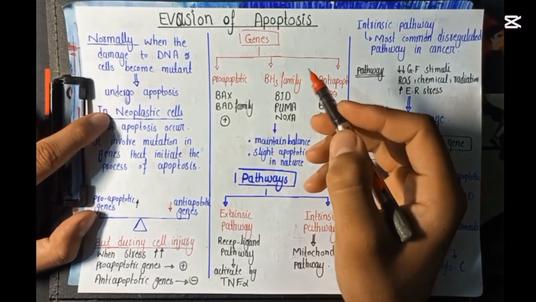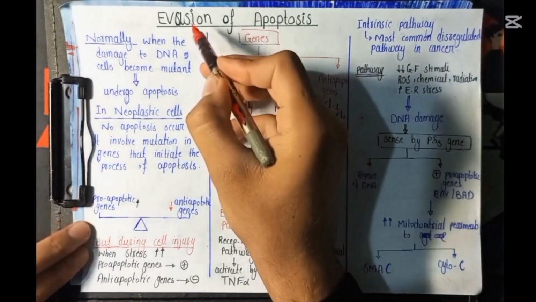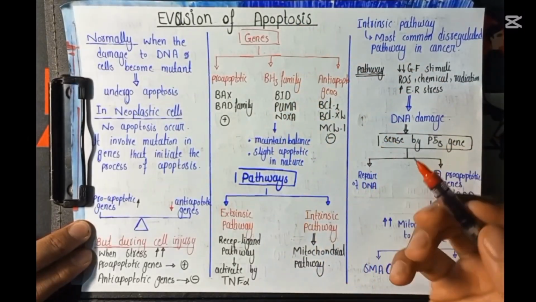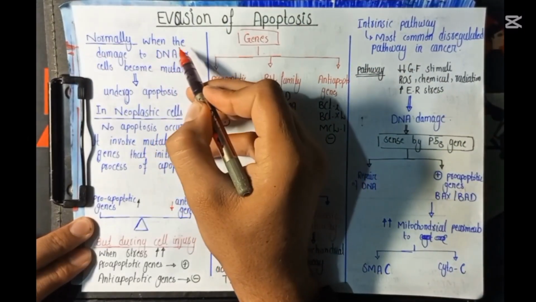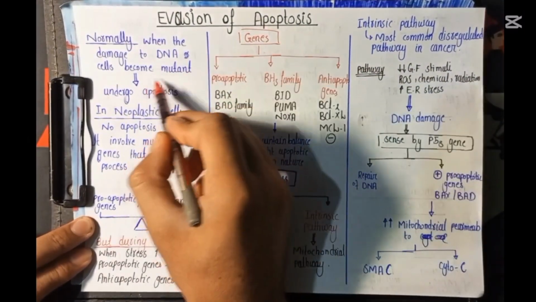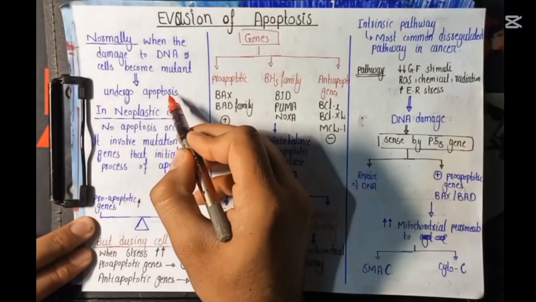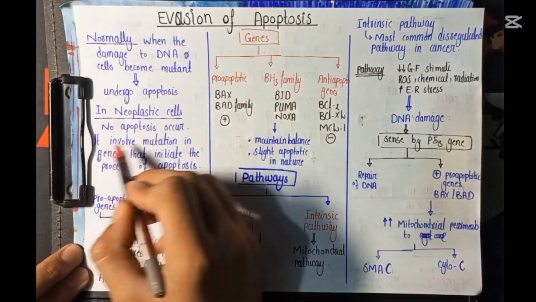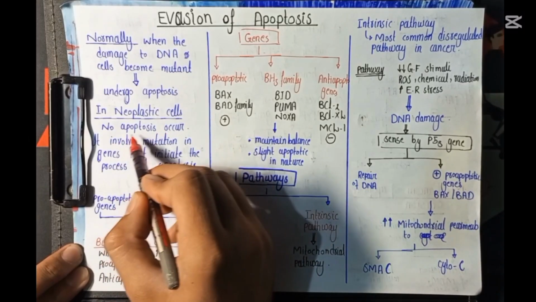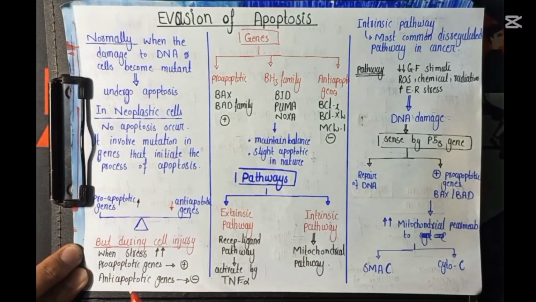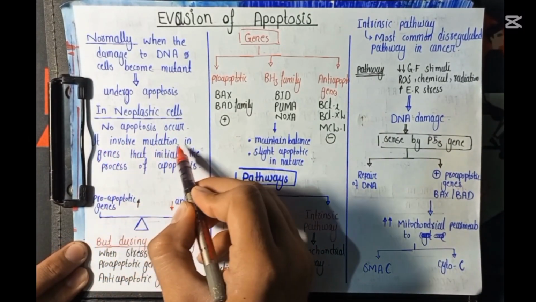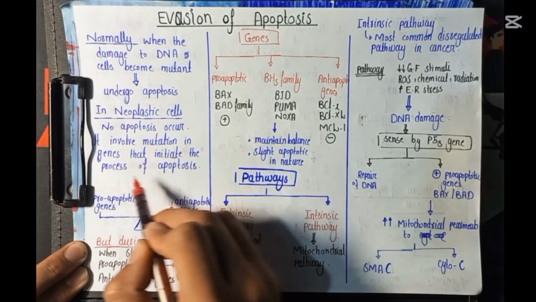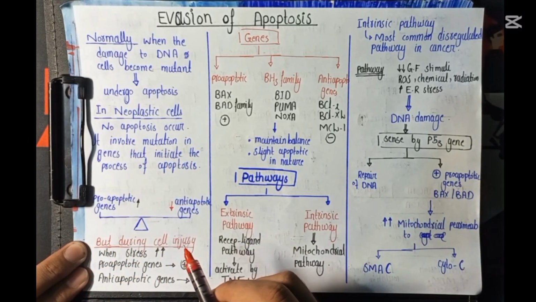अस्सलाम वालेकुम। तो हम डिस्कस कर रहे थे the hallmarks of the cancer, in which the next one is evasion of the apoptosis. Normally, whenever there is damage to the DNA or the cell becomes mutant, the cell undergoes apoptosis or cell death. But in a neoplastic cell, there is no apoptosis, or we say that there is evasion of the apoptosis, because the neoplastic cell involves mutation in the genes that initiate the process of apoptosis.